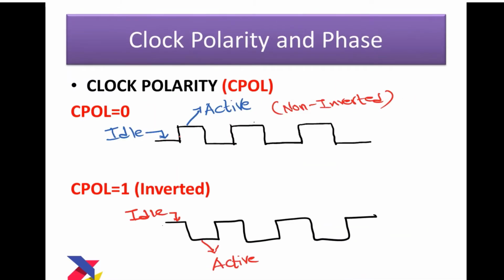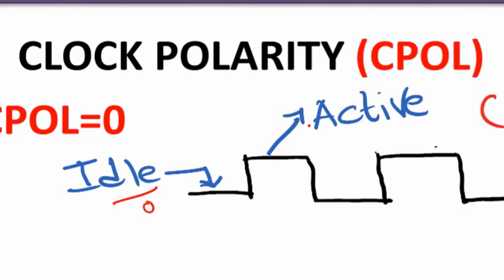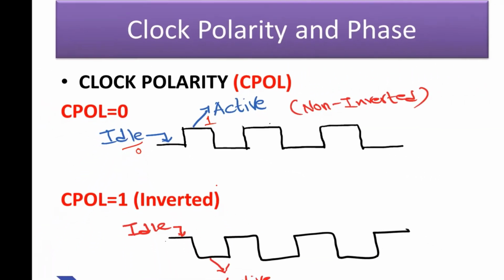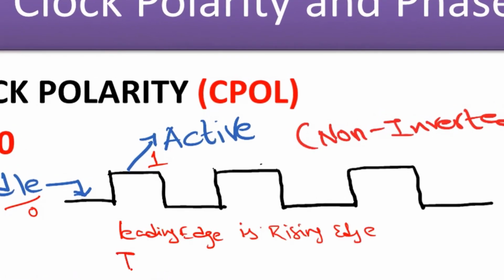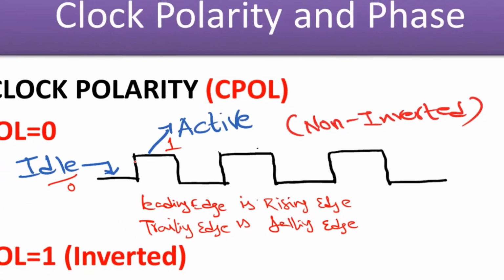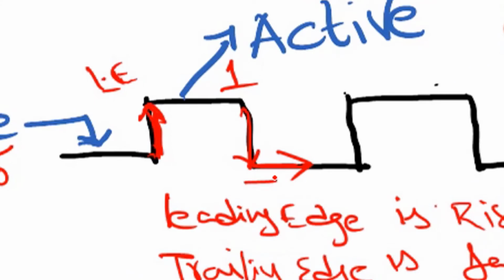First we are going to discuss the clock polarity. The clock polarity determines the polarity of the clock. There are two clock polarities here. One is clock polarity 0 and the other is clock polarity 1. Clock polarity 0 is called the non-inverted polarity and clock polarity 1 is called the inverted polarity. In clock polarity 0, the clock idle state is 0 and active state is 1. Each cycle consists of a pulse of 1. In this case, the leading edge is the rising edge and the trailing edge is the falling edge. So this is a rising edge, this is a falling edge. This edge is called the trailing edge.